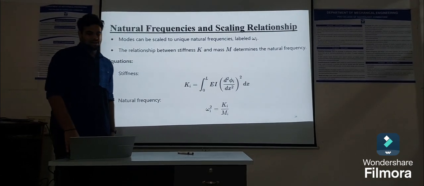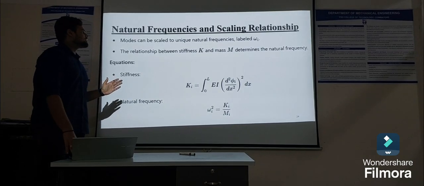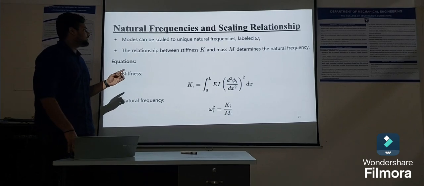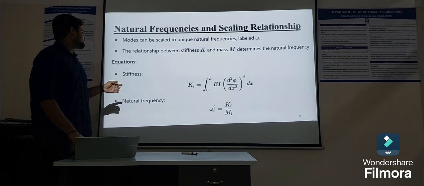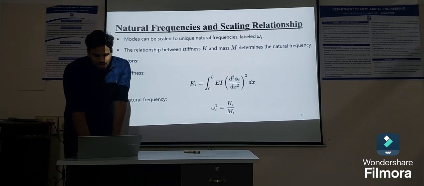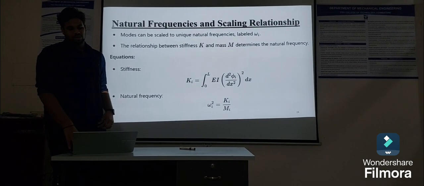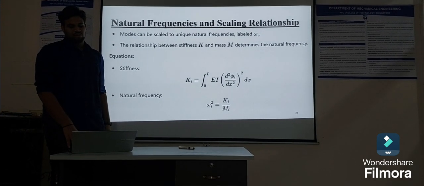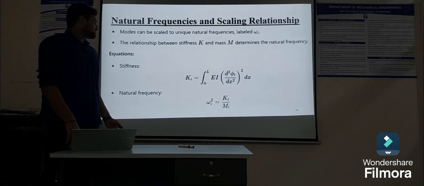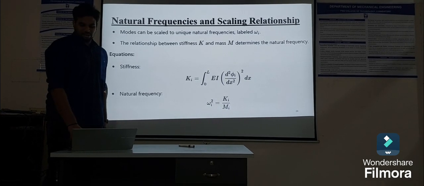Now see the relationship between natural frequencies and scaling. Modes can be scaled to unique natural frequencies labeled as ω_i. The relationship between stiffness k and mass m is determined by the natural frequency. The stiffness equation is k_i is equal to integration of 0 to L EI into (d^2ψ_i/dx^2)^2 into dx. The natural frequency, that is ω_i square, is equal to k_i divided by m_i.